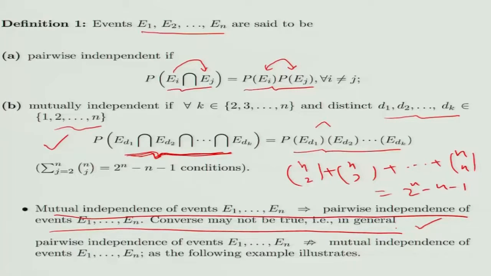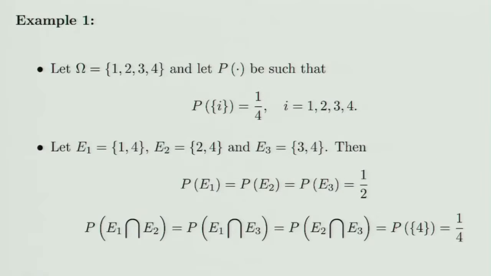Now the question is whether the converse is true. If E1, E2, ..., En are pairwise independent, can I say that they are mutually independent? And the answer is no, as the following example suggests.